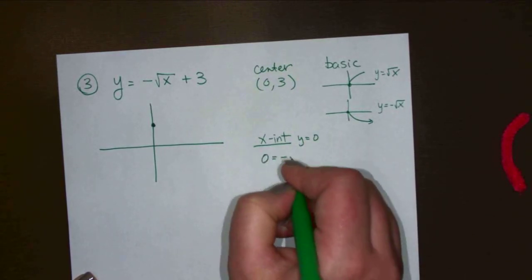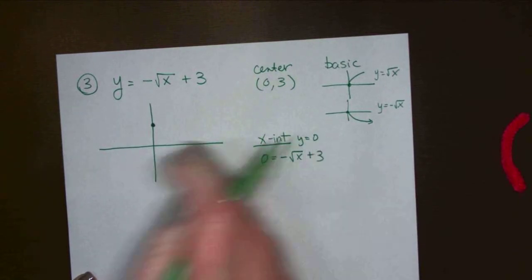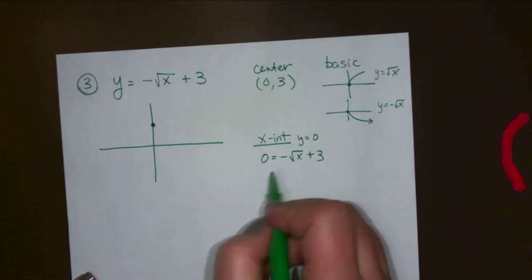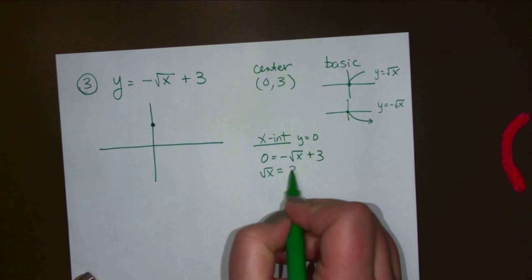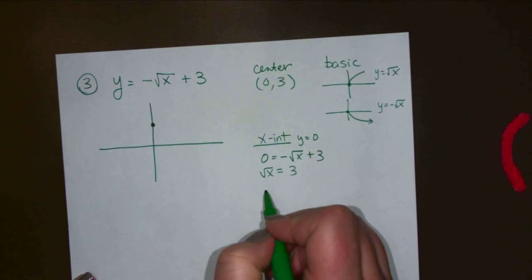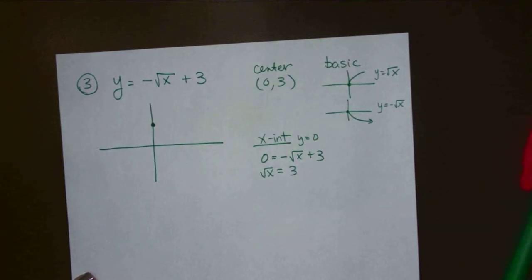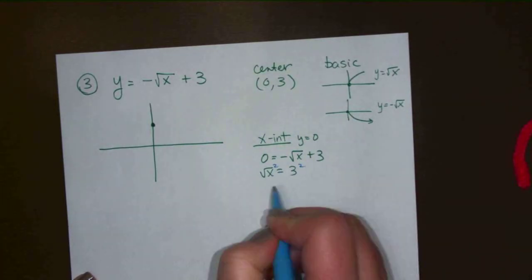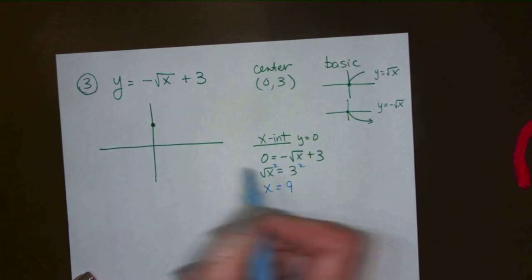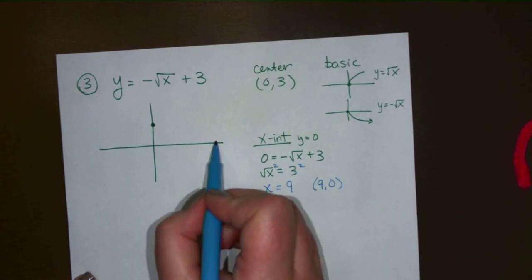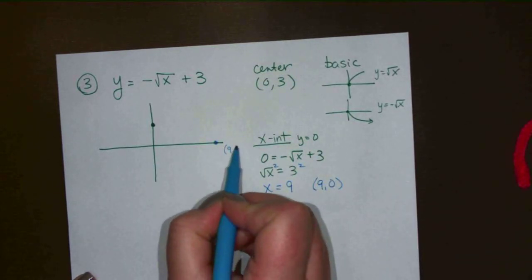And it should work out because it has one, and we can see that it has one by knowing what the basic graph looks like. Rearrange this. Let's bring the root x over to make it positive. Square both sides. And this is okay because it's a square root equals a positive number. So x equals 9. And that would be it. 9, 0. So x is 9, 0.